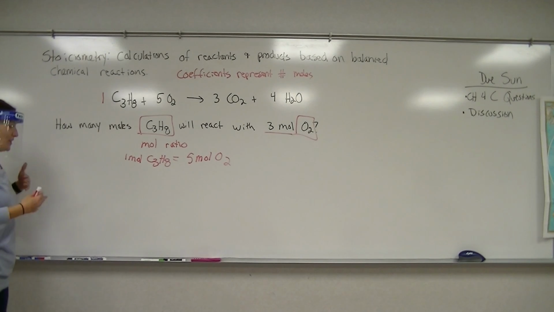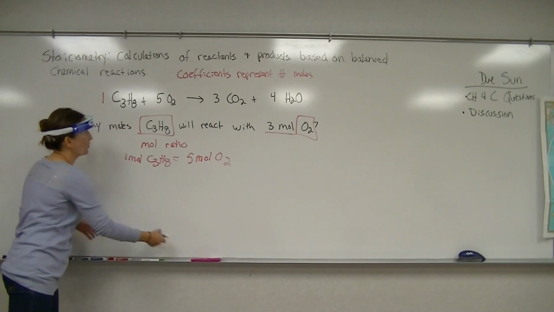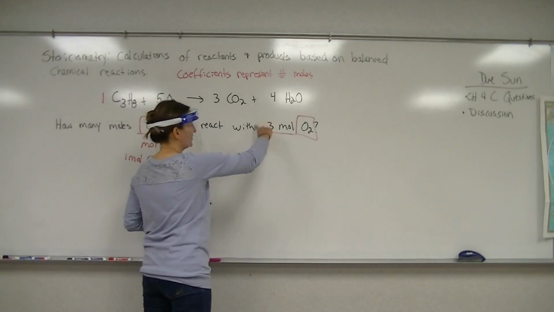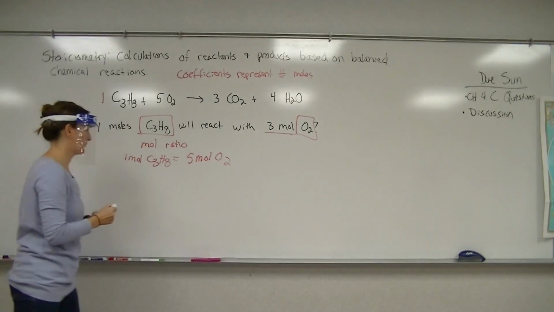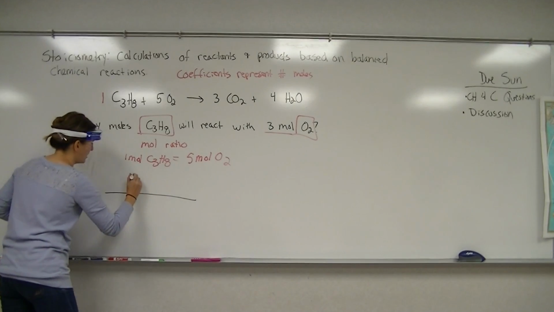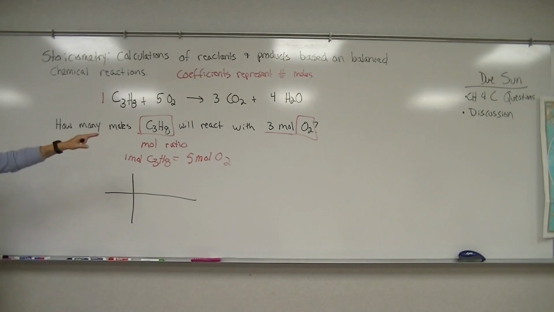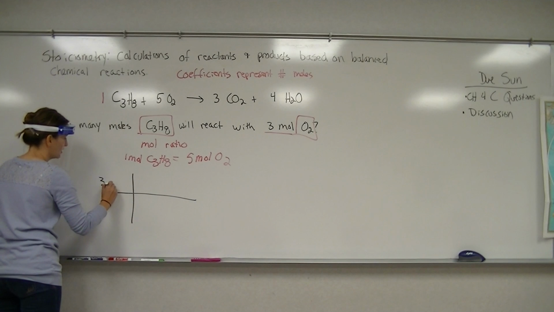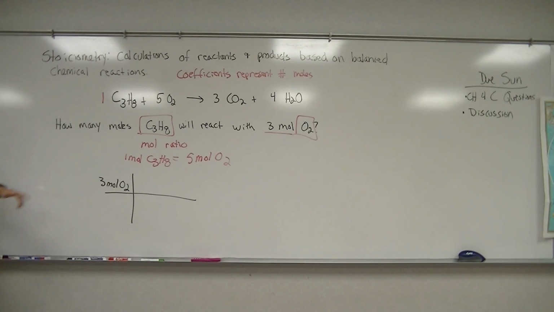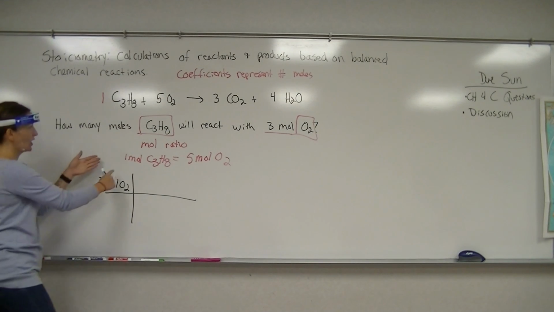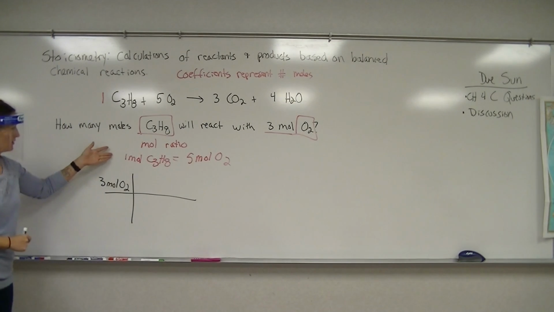When I get started, when I do my railroad tracks, remember we always start with the piece of information given in the question. And the only number they gave in the question was this 3 moles of O2. So if I write my railroad tracks, I'm going to start with 3 moles of O2. The question is asking me to solve for moles of C3H8. So this conversion factor will get me there.